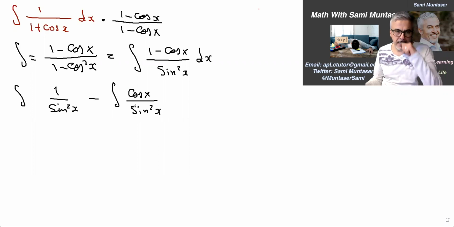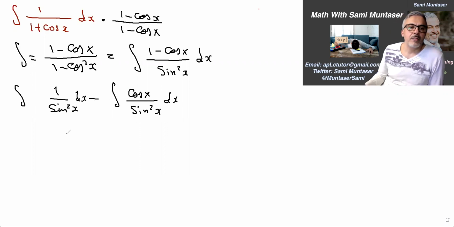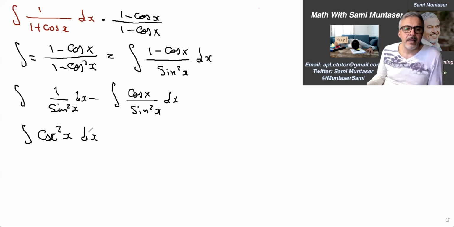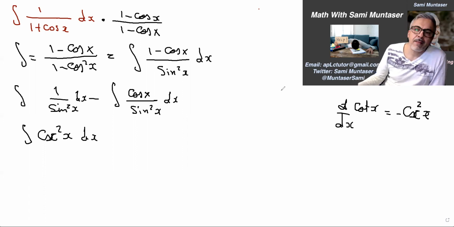Okay, so I see you could do two things with the second part right here. But you know what? Let's do it one way, and then we'll check out the other way as well. With this one here, I'm just going to change this to cosecant squared x dx. And I chose that because you remember that the derivative of cotangent x equals negative cosecant squared x.